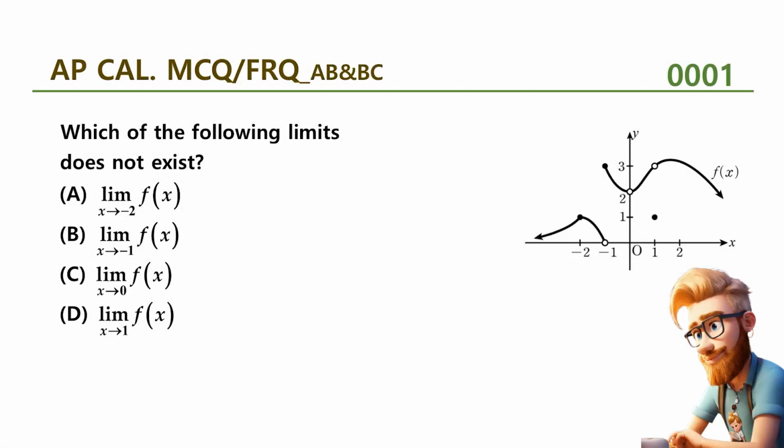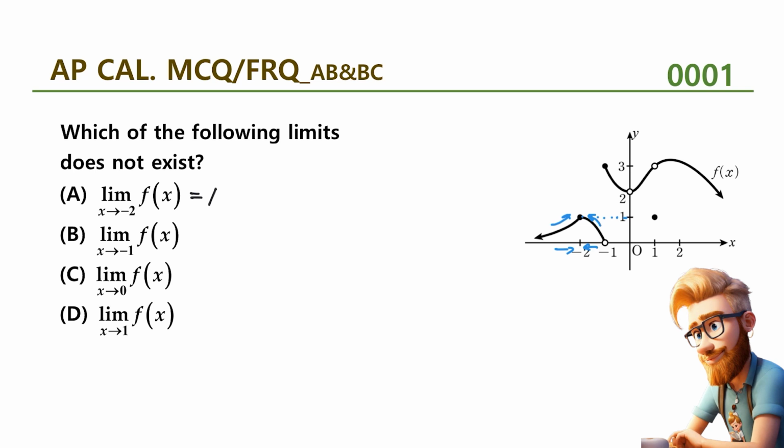Question number 1. Which of the following limits does not exist? Answer choice A, we have limit as x approaches negative 2. So let's look at this graph. As x approaches negative 2 from left hand side, it approaches 1, right? This value is 1. From right hand side, it also approaches 1, right? So answer choice A is equal to 1.